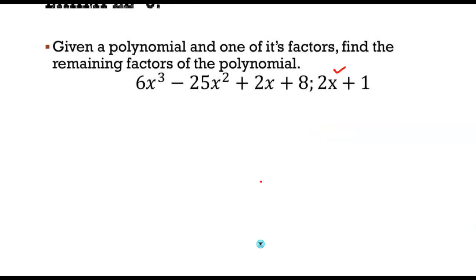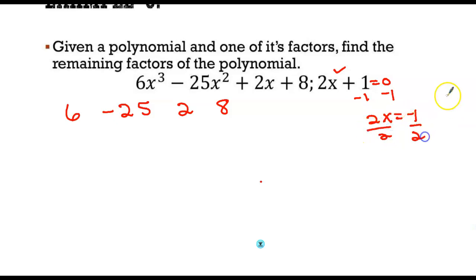I'm going to start by setting up my synthetic division, power 3, 2, 1, 0. So 6, negative 25, 2, and 8. And think about what goes in my corner box. I have to make sure to set this equal to 0 and solve it. So x equals negative 1/2.